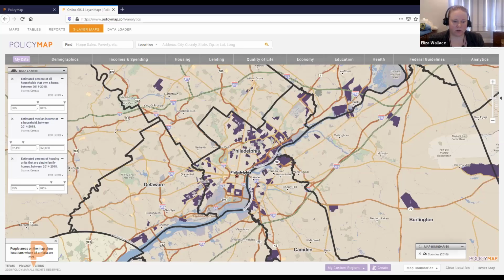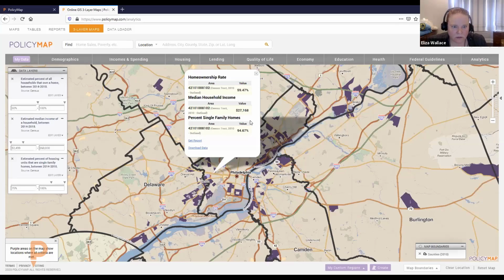So I just wanted to show you a couple more things, and then I'll open it up for questions again. Let's see, reports. I wanted to show you reports. So let's pick a spot. I'll pick a spot near my neighborhood. So here's where we are. Here's where I am. Not quite. I'm a couple tracts over, but I'm near there.